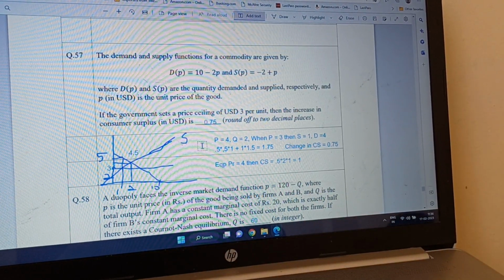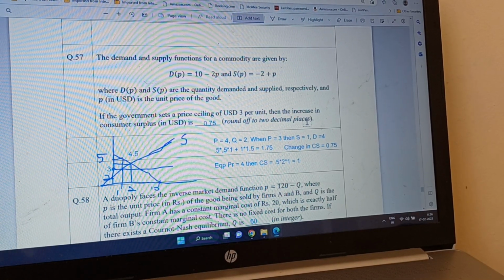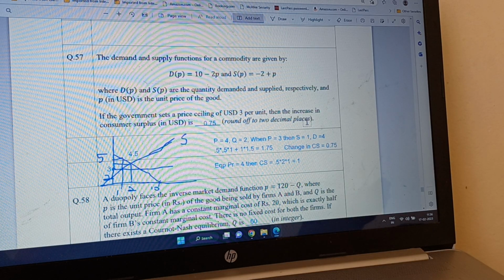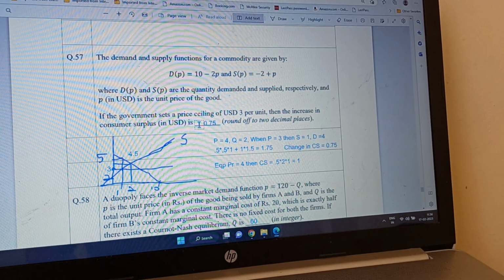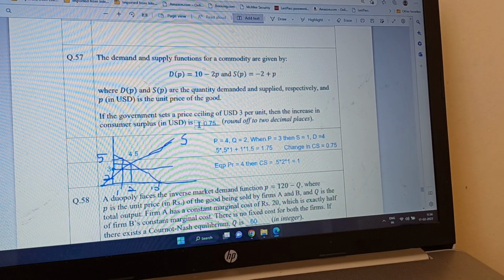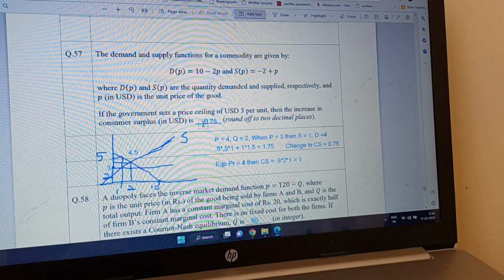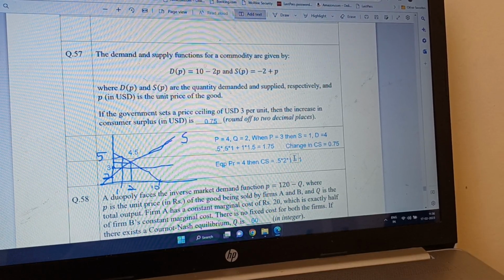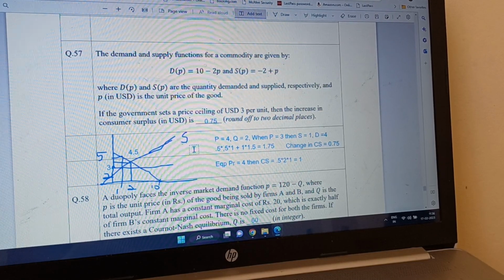$0.75 is the consumer surplus, rounded up to 2 decimal places. So it means it will round 0.70 to 0.80. That is what GATE does. Though I find it stupid, there is no harm in writing 0.75. But rounded off means it can be 0.70 and it can be 0.80. So anyone will be correct. So that's the answer for question number 57.